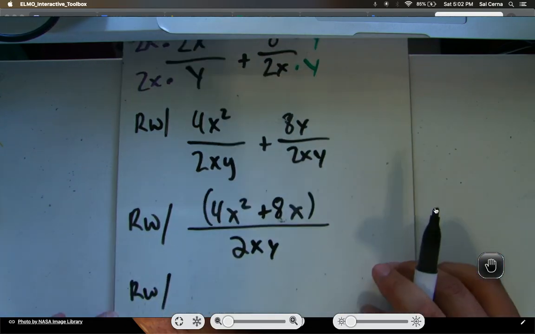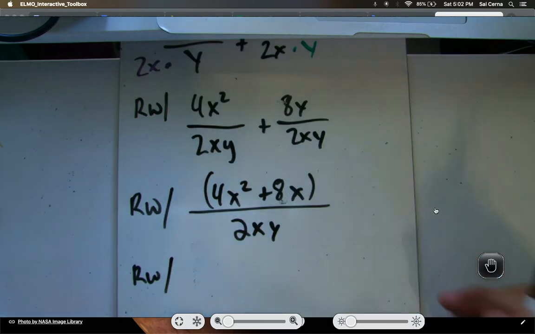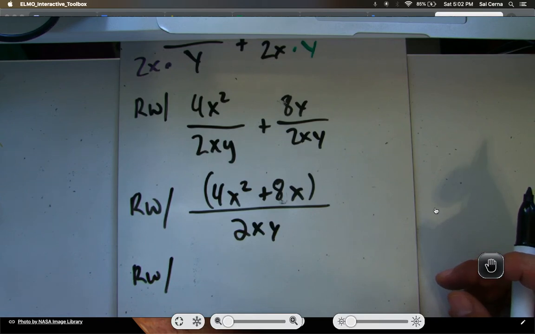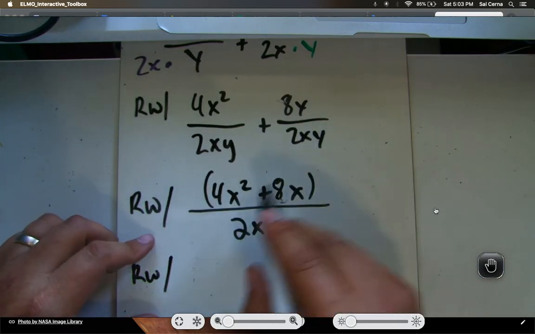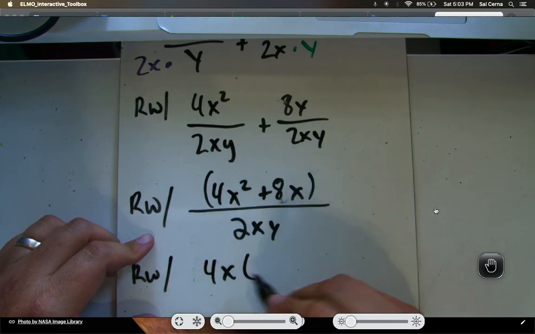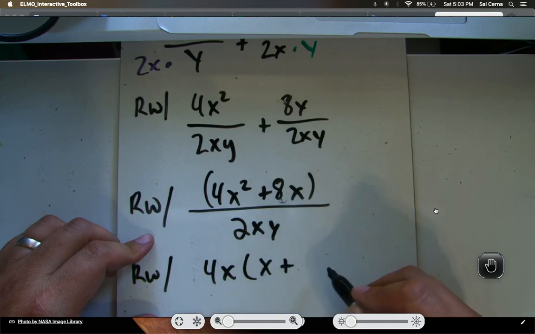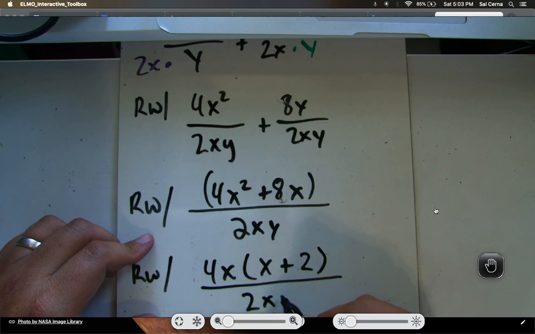What am I going to factor? Think about it. Pause the video if you like for about 30 seconds and think about what I can factor out and what my expression would look like. Take the time now. Okay, if you paused and came back to it, you should be able to factor out 4x. So 4x squared divided by 4x is x, plus 8x divided by 4x is 2, divided by 2 times x times y.